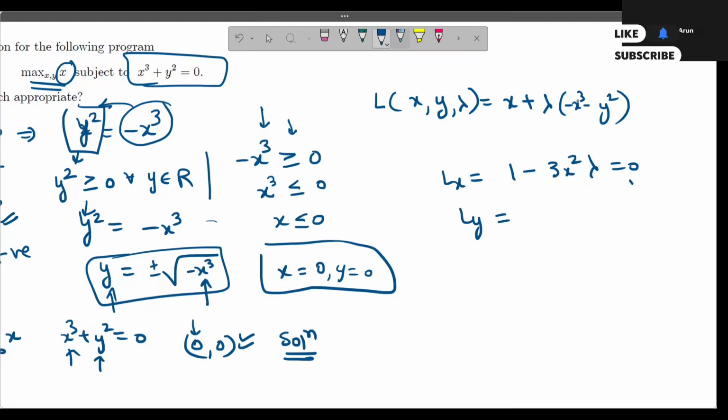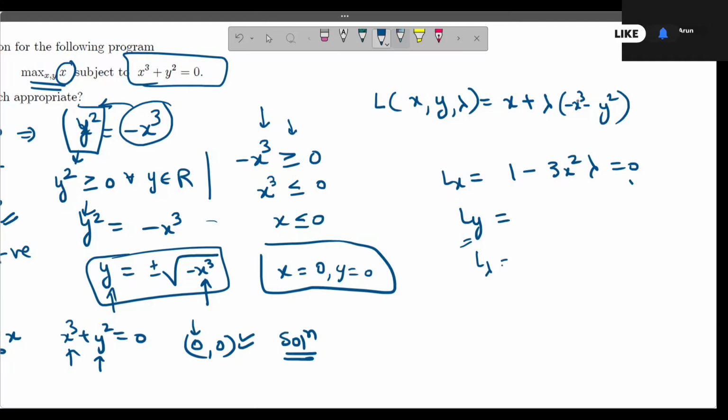Lambda equals minus 3 minus x square. No, minus x cube minus y square. Why are you considering x cube here? It is the partial derivative with respect to lambda. I was doing it for lambda, ma'am.